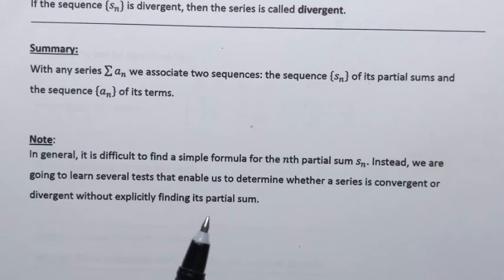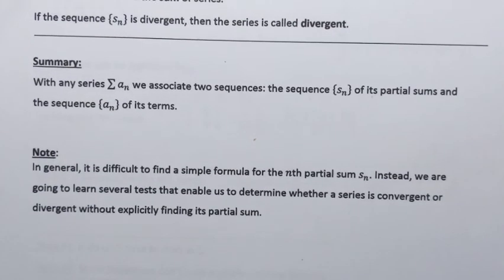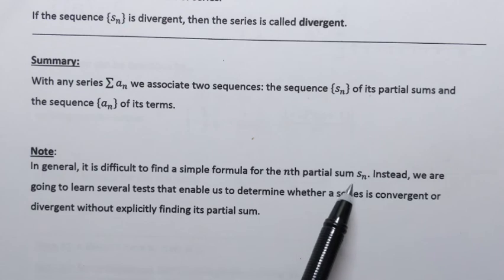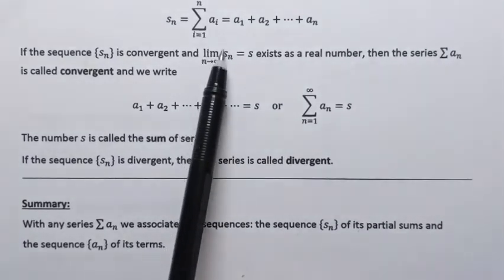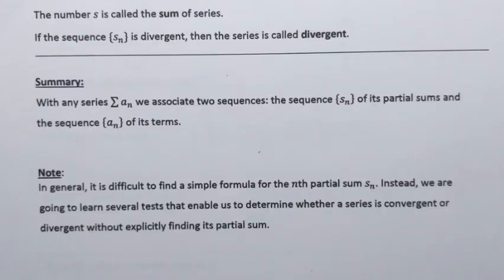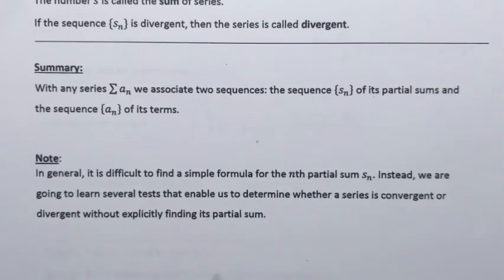And then here's the second note. It's important to know that in general, it is hard to find the formula for the nth partial sum. That's what we just did in our example. It's actually something that's usually very hard to do, to find a formula for the nth partial sum so that we can later take its limit, right? So instead, we're going to learn and use different tests that help us determine whether a series is convergent or divergent. And we won't need to find a formula for the nth partial sum in that case.